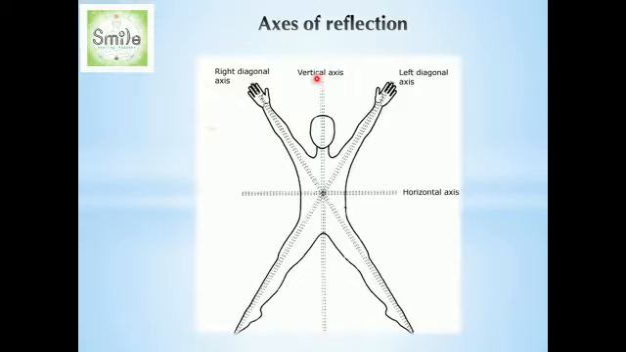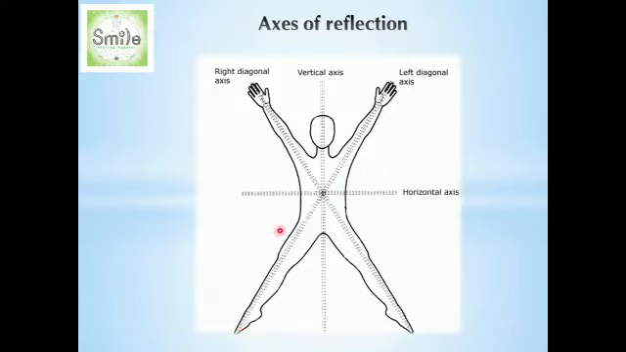In our body, we have four major axes. One is the vertical axis. This is the vertical axis which divides our body into left and right half. And this is the horizontal axis which divides our body into top and bottom. And there are two diagonal axes. One is the right diagonal axis which is passing from right hand to the left leg. And there is another, the left diagonal axis, which is passing from left hand to the right leg.